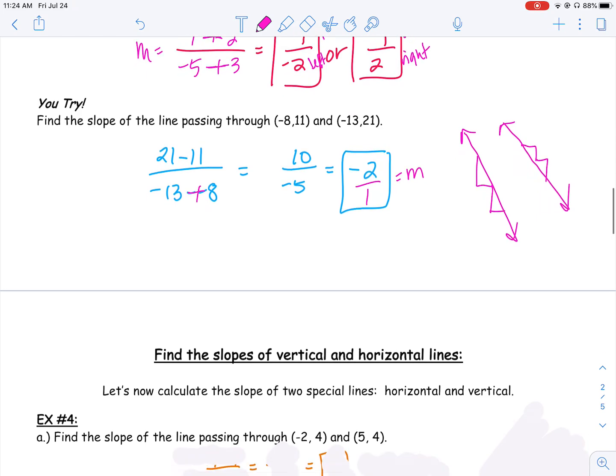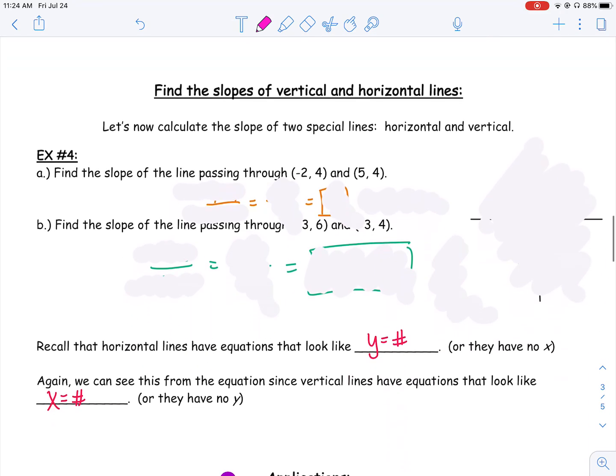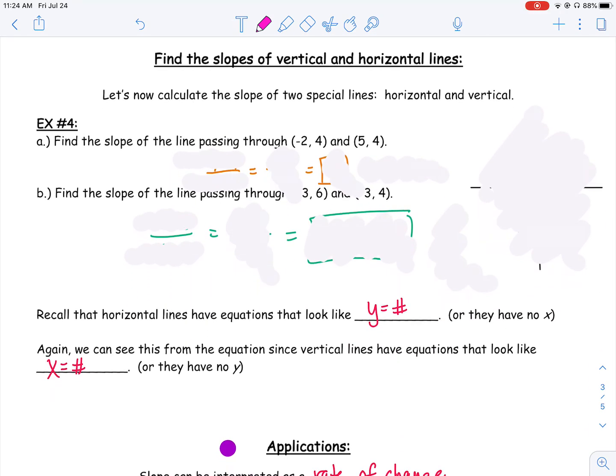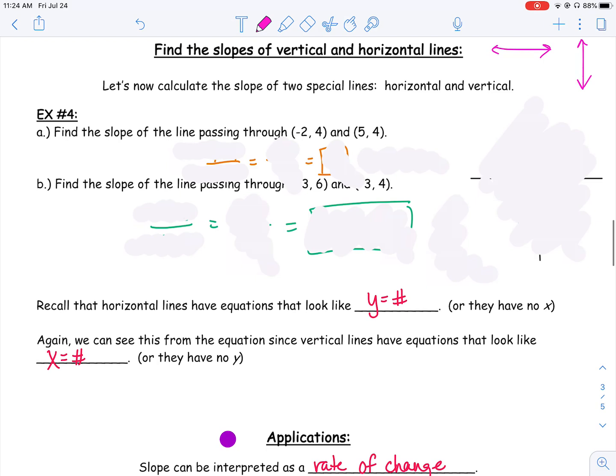Okay. What happens then if our lines are vertical or horizontal? That makes a little bit of a difference. Think about a horizontal line and think about a vertical line, and think about what their slopes might be. Let's look at example 4 before we determine and talk a little bit about horizontal and vertical slopes.